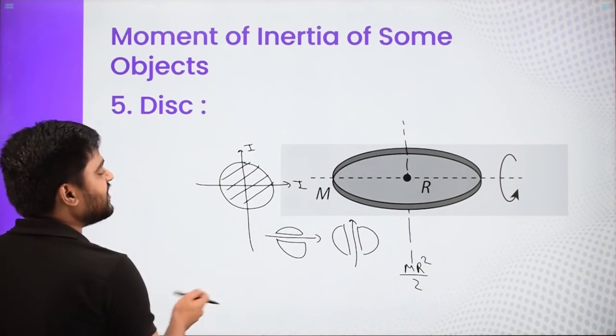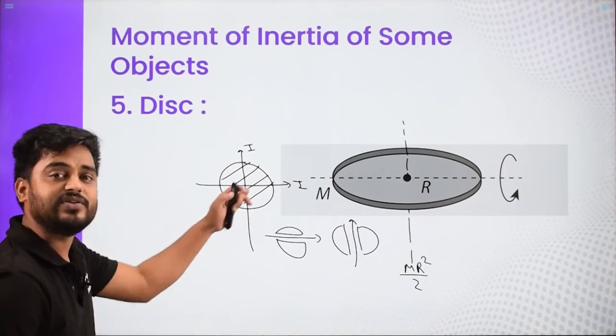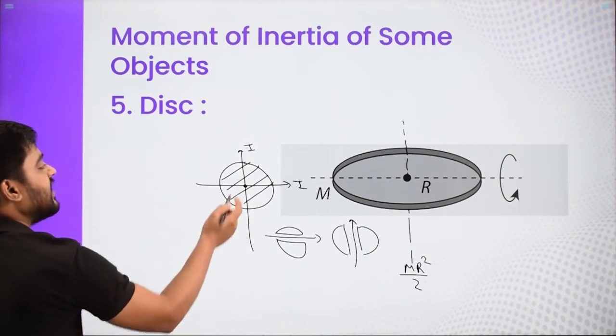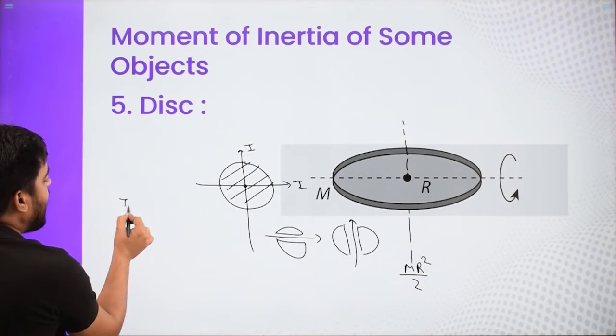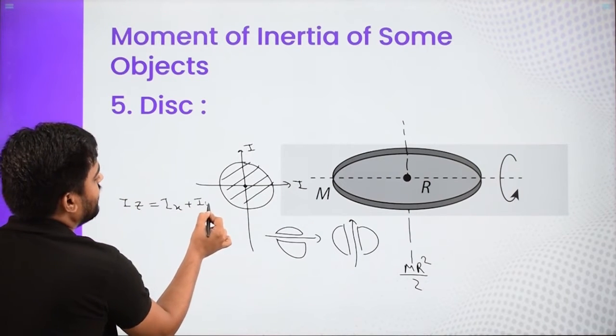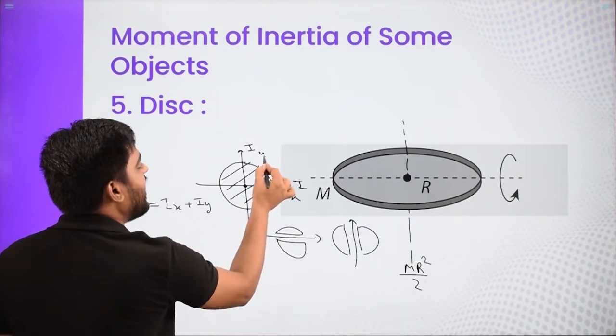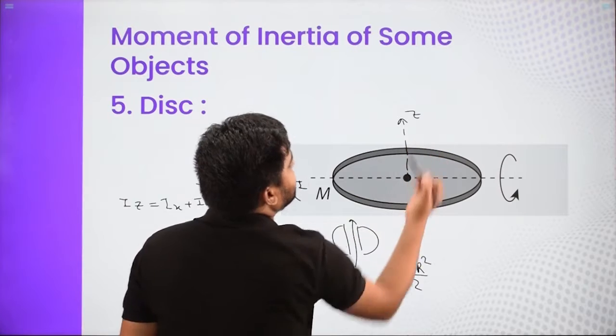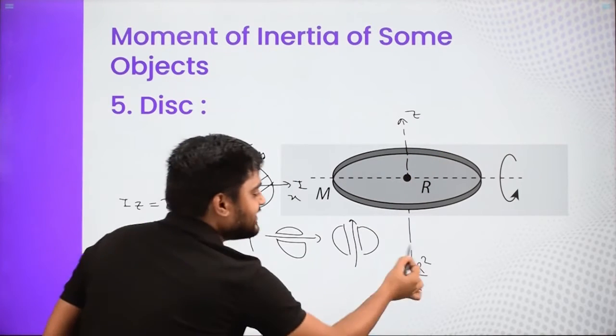So I'll say moment of inertia about this axis, which is perpendicular to these two, like the z axis itself. If this is Ix and Iy, I am going to say Iz is nothing but Ix plus Iy, where this is my x, this is my y, and z is out of the plane, which is this axis. So this is my z axis. We already know this is my Iz.